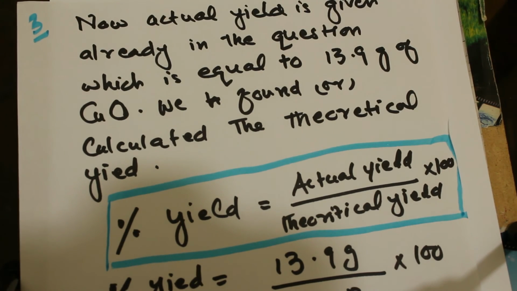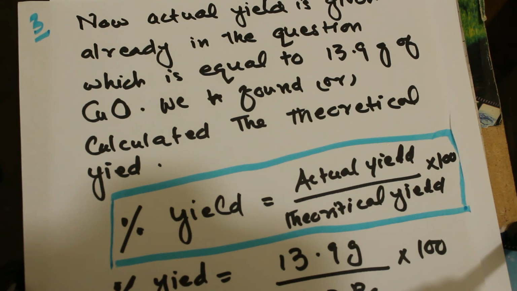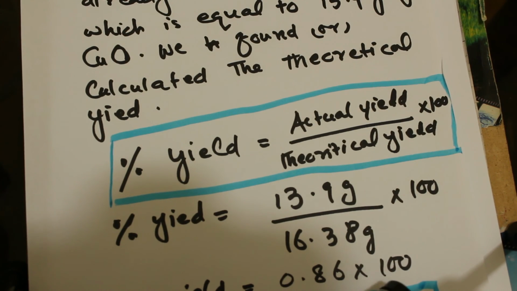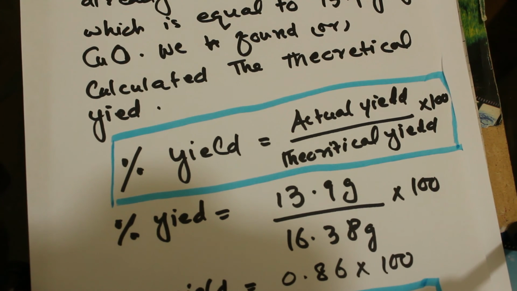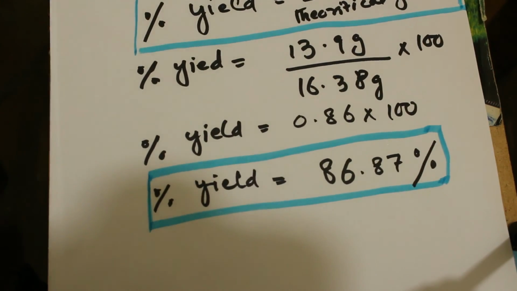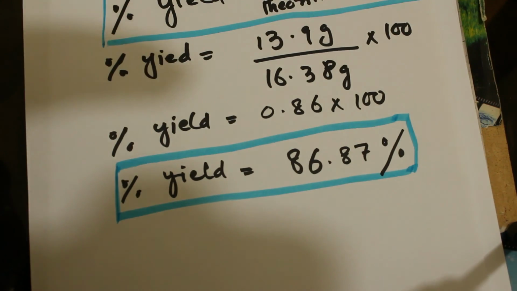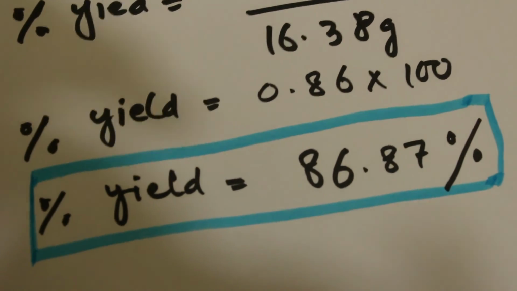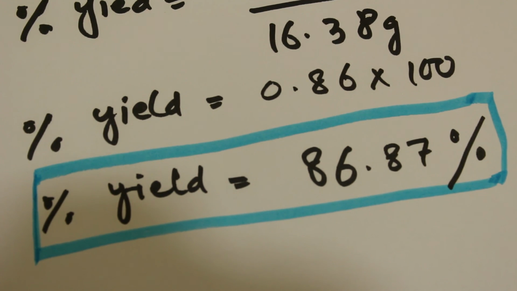The formula of the percent yield is actual yield divided by theoretical yield multiplied by 100. The actual yield is 13.9 gram, and the theoretical yield is 16.38 gram. Dividing gives 0.86, and multiplying by 100, we get 86.87%. This is the answer to this question, and this is the percent yield of this reaction.